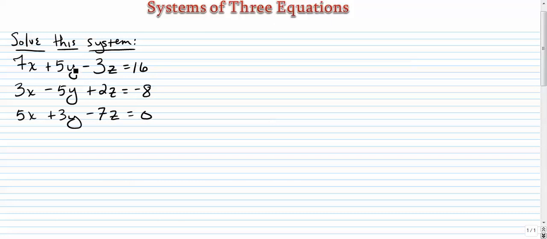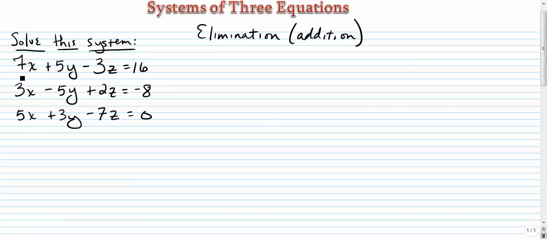And the method we're going to use to do this, which we've learned in the past, is our elimination method. Elimination sometimes is called the addition method as well. So when we eliminate, we're looking for coefficients that are opposites of one another. In a system of three equations, you basically want to work with two at a time.